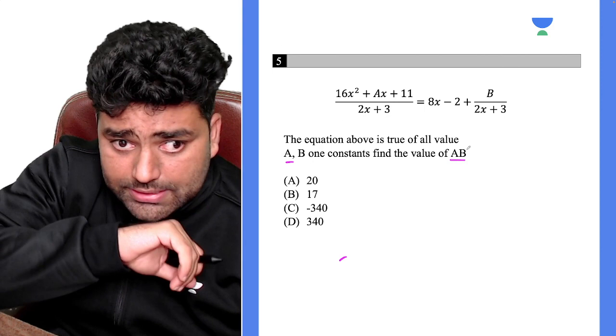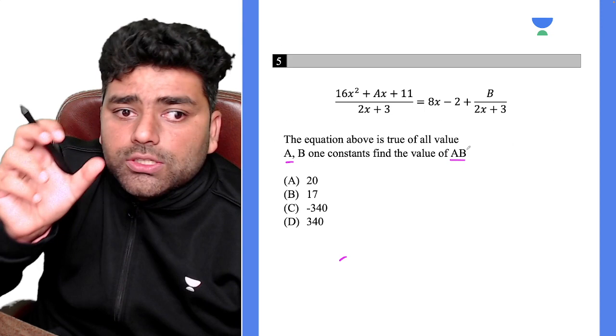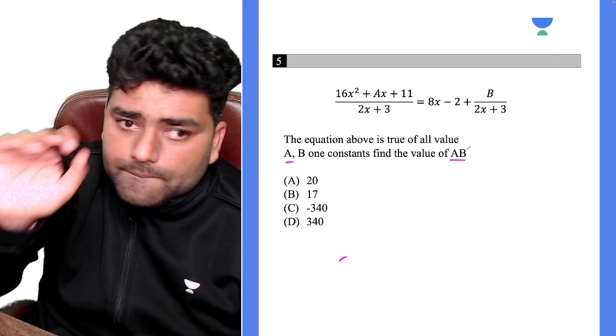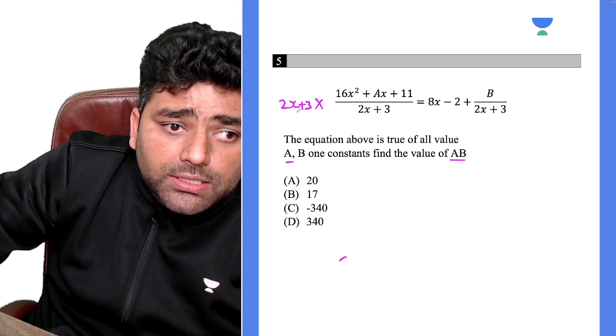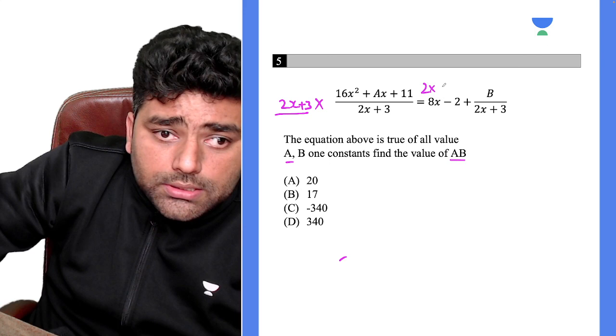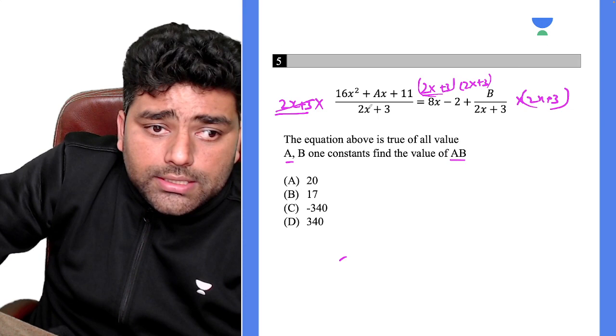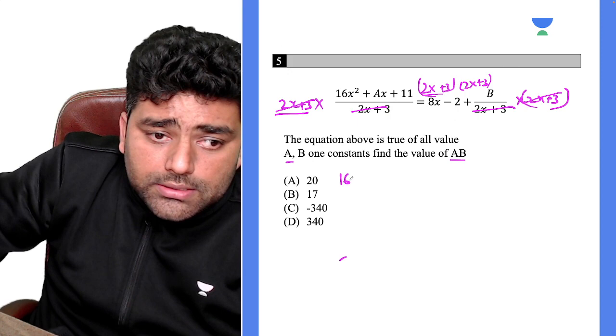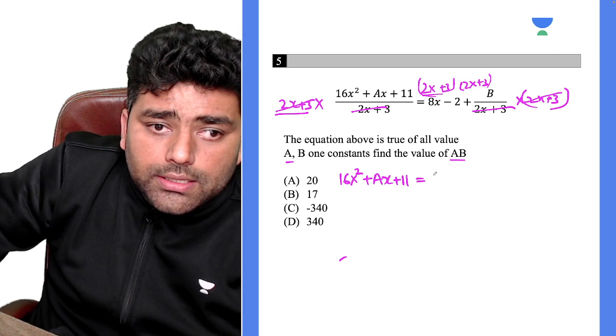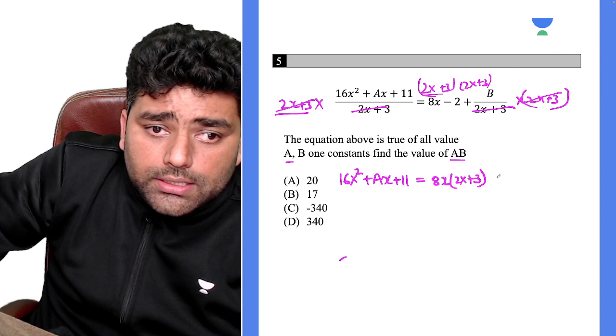Then how to do that? How to get rid of those denominators? So why not multiply the entire equation by 2x plus 3? If you multiply by 2x plus 3 in the entire equation, you multiply 2x plus 3 with 8x, you multiply 2x plus 3 with negative 2, and you multiply 2x plus 3 with b over this. So this cancels out, this one also cancels out. So what is left there? Left is 16x square plus ax plus 11 is equal to 8x times 2x plus 3, minus 2 times 2x plus 3, plus b.